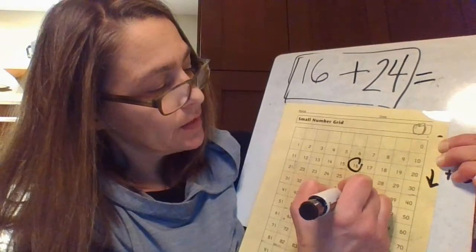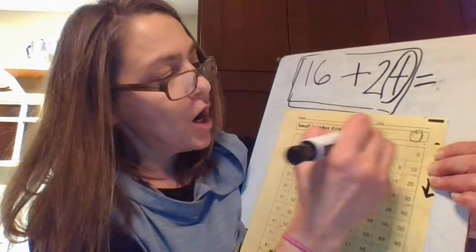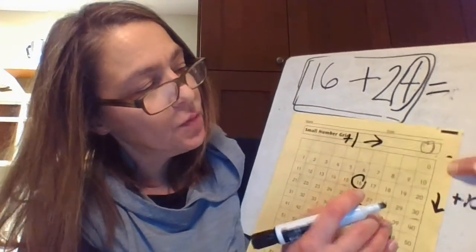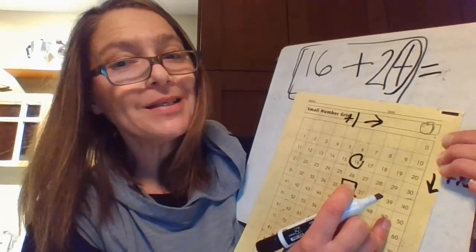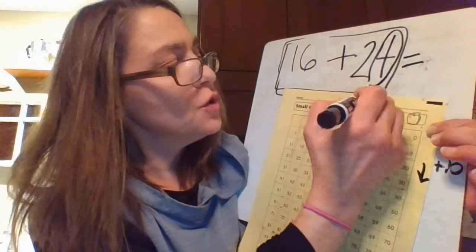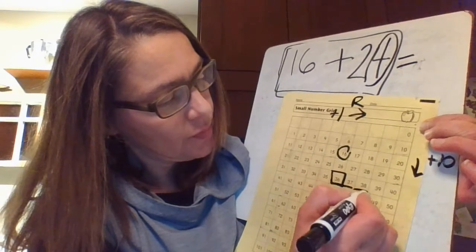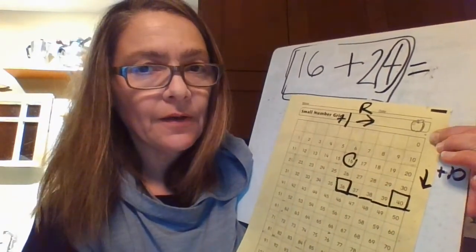I get to 36, but I'm not done yet because I still have to add the 4 ones. When you go across, you add by 1. When you go down a row, you add by 10. And when you go across, you add by 1 to the right. 1, 2, 3, 4. And I land on 40.